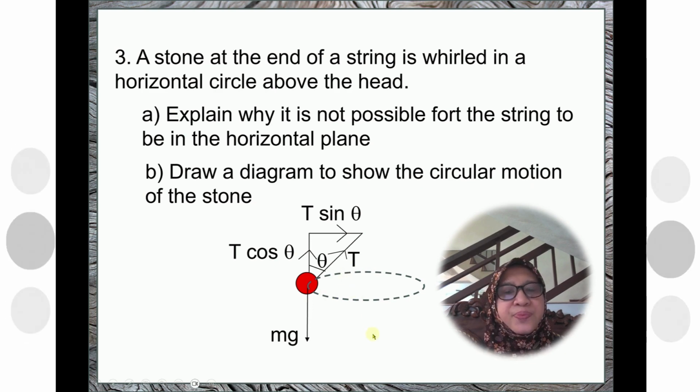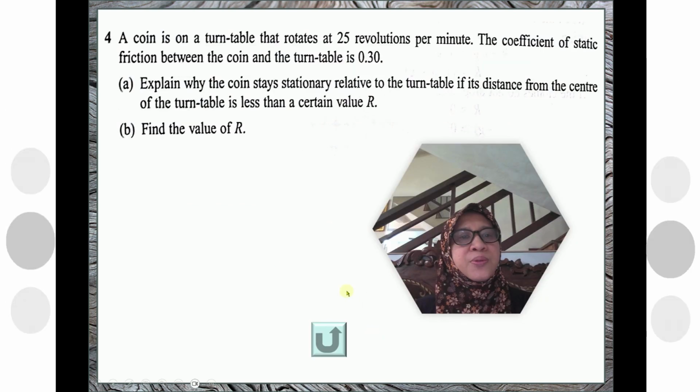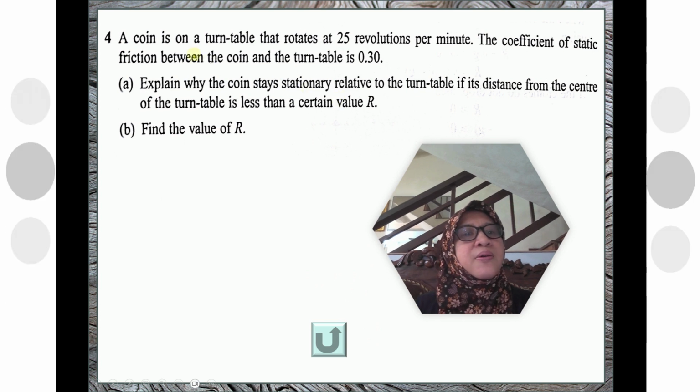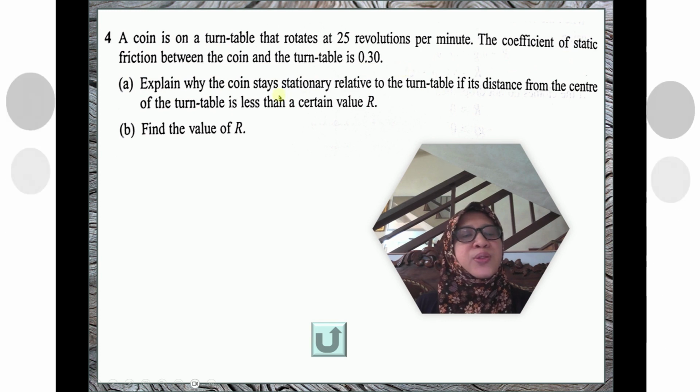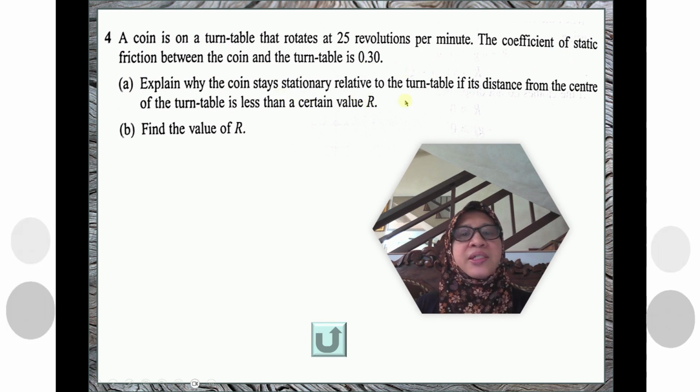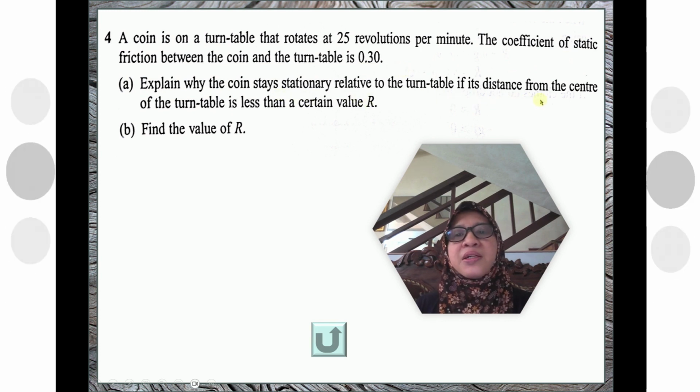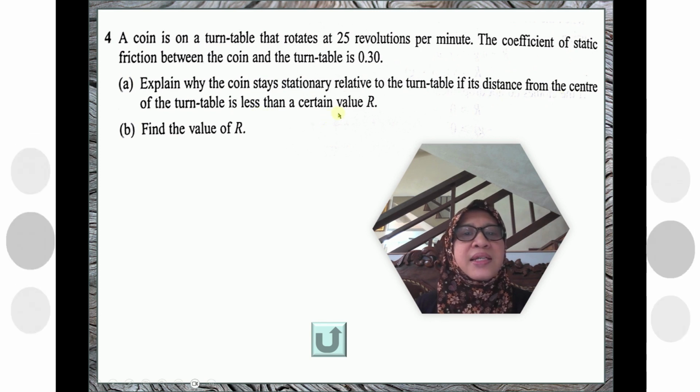Okay, next we go to question 4. A coin is on a turntable that rotates at 25 revolutions per minute. The coefficient of static friction between the coin and the turntable is 0.30. Explain why the coin stays stationary relative to the turntable if its distance from the center of the turntable is less than a certain value of R, and then find the value of R.